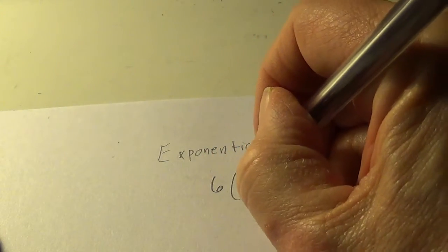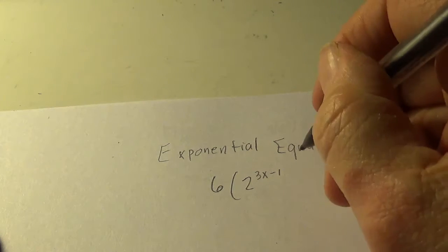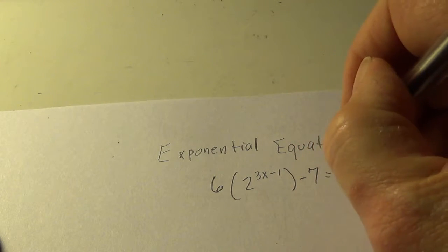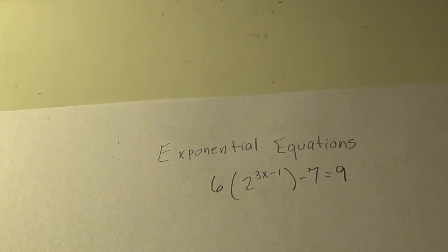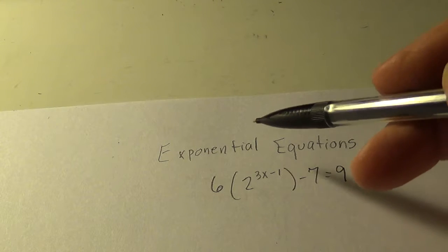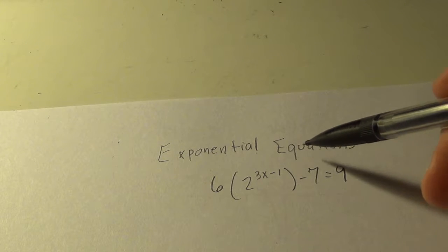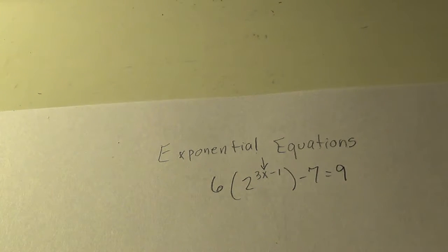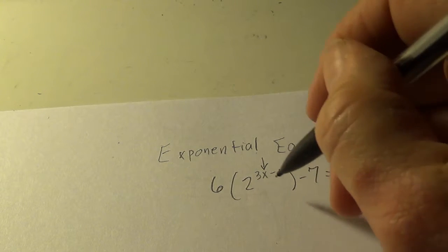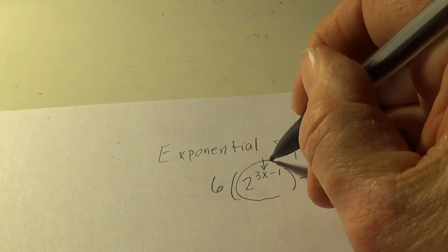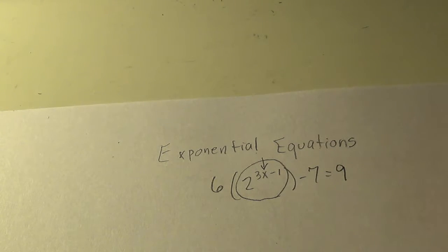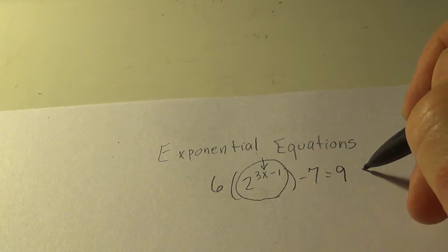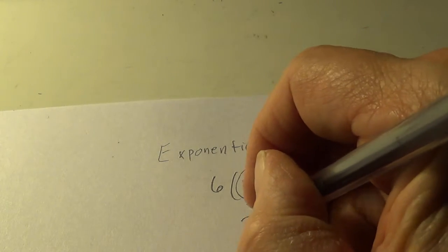So 6 times the quantity 2 to the 3x minus 1, minus 7, equals 9. Alright, so how do you know this is an exponential equation? Because the unknown is up in an exponent. So we're going to have to get it down. Before we can get it down, we have to get the expression with the exponent by itself. So I'm going to move the 7 over first by addition, and then divide by 6.